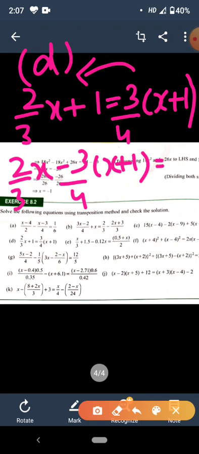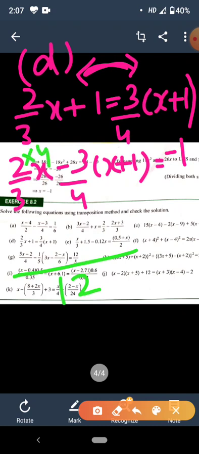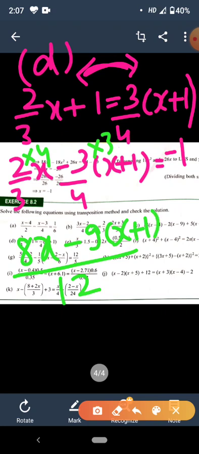So you are changing the sides, so this plus 1 will become minus 1 and this plus 3 by 4 will become minus 3 by 4. Now take the LCM. The LCM of 3 and 4 is 12. Now divide 12 by 3, it is 4. So multiply it by 4, it is 4 times 2, 8x. Now divide 12 by 4, it is 3. So 3 3s are 9, x plus 1.